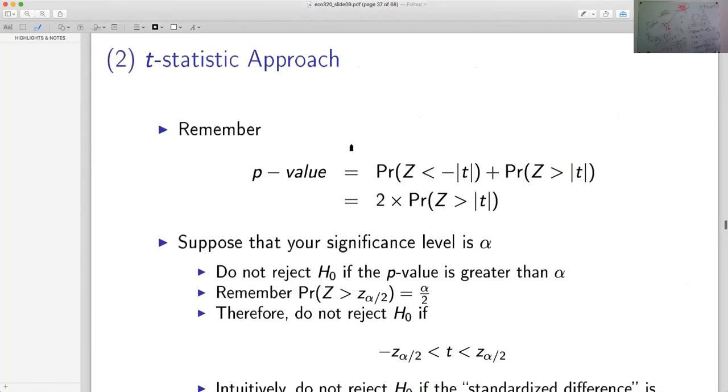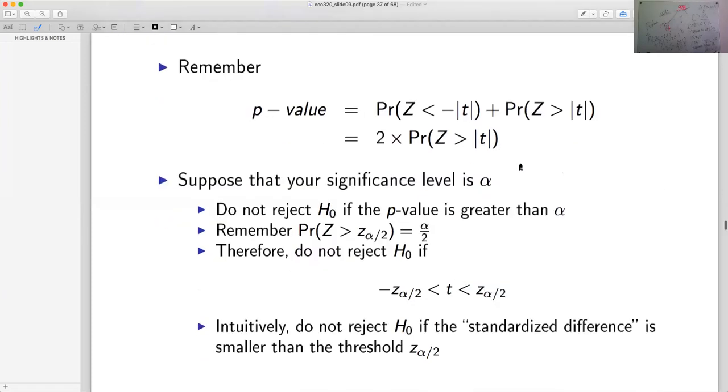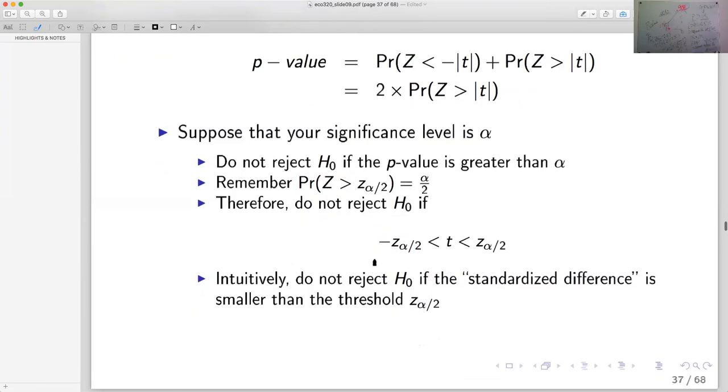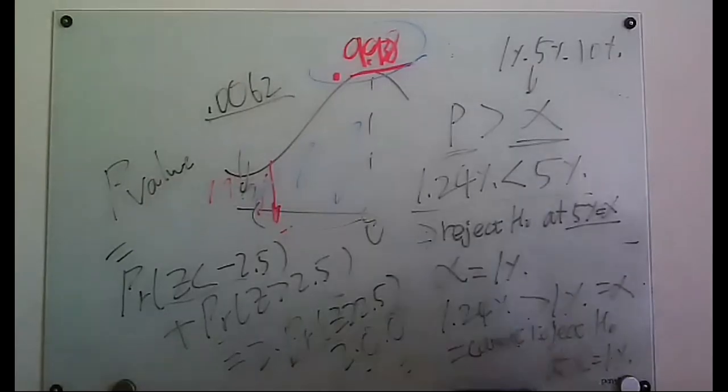Remember, the p-value was just 2 times the probability of z greater than this, right? Because of the symmetry, this is just the summation of the extreme values. Suppose your significance level is alpha. You do not reject the null hypothesis if the p-value is greater than alpha. And we learned in our previous chapter that the probability of z greater than z alpha over 2 is like that, right? So we do not reject if this is the case. The intuition of this is like that.